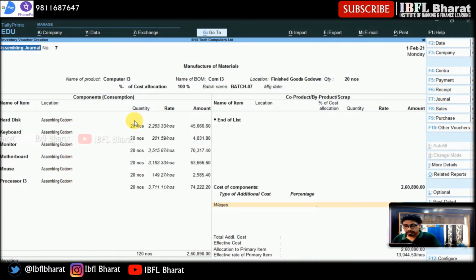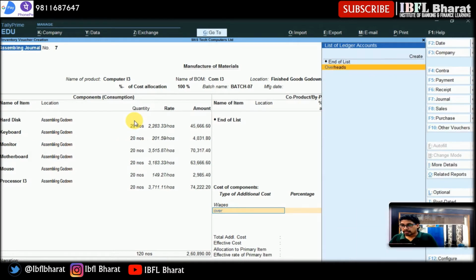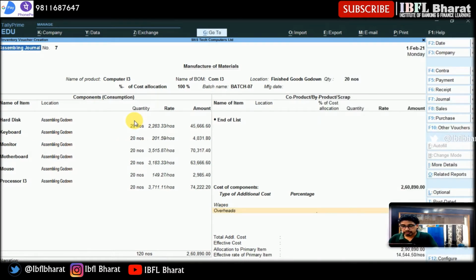Two additional costs are wages, we are taking 30,000, and overheads 100 rupees each, means it will be 2,000 rupees. Additional costs have effects in here also, means the one computer i3 we are assembling, its cost to us is 14,644 rupees. Okay, we are accepting this ledger now.